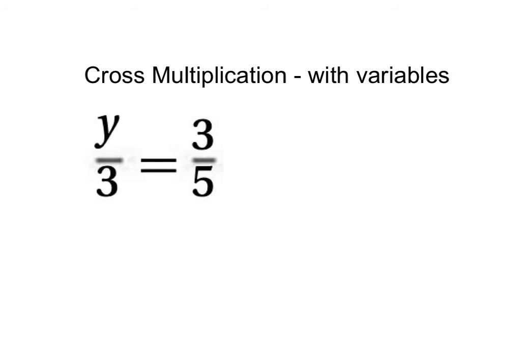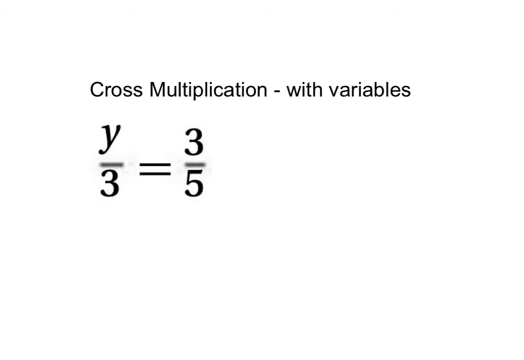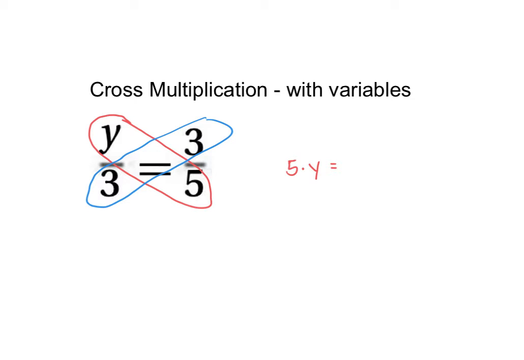All right, cross multiplication with variables, more examples. So let's try this one. We've got y and 5, and that becomes 5 times y equals, and then we've got 3 and 3, so this is 3 times 3. All we have to do is divide both sides by 5, and we get y equals 3 times 3 is 9 over 5, or 9/5. Okay?